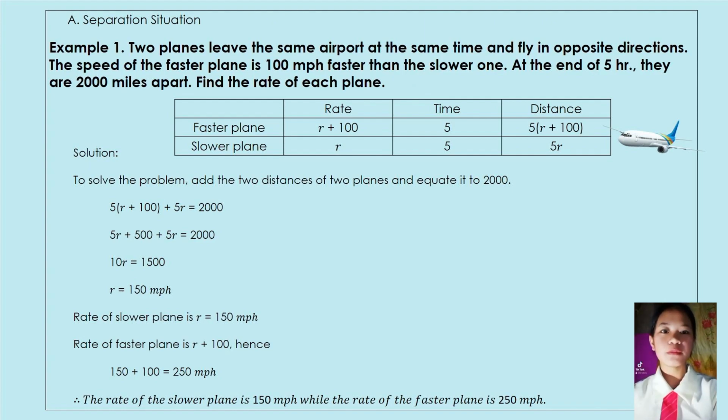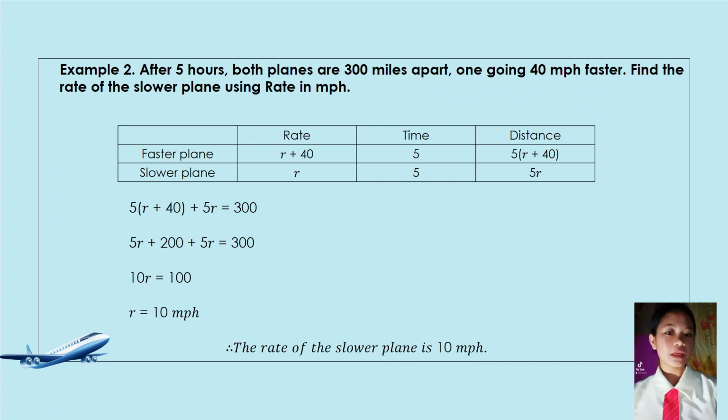Okay, the rate of the slower plane is equal to 150 miles per hour, and the rate of the faster plane is r plus 100, which is 150 plus 100, equal to 250 miles per hour. Therefore, the slower plane has the rate of 150 miles per hour, while the faster plane is 250 miles per hour. Okay, we have another example here.